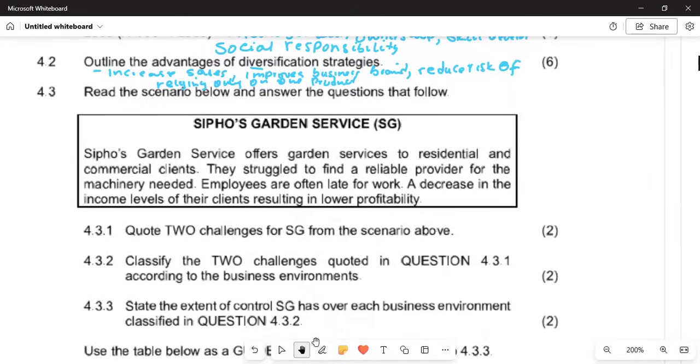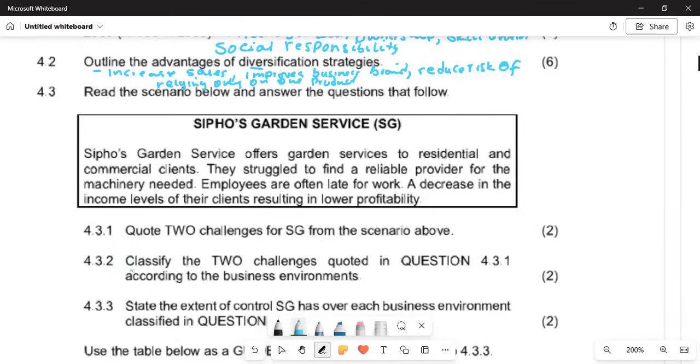With question 4.3, it reads as follows. Here is the scenario. Read the scenario below and answer the questions that follow. Suppose Garden Service offers garden services to residential and commercial clients, so they struggle to find a reliable provider for the machinery needed. Employees are often late for work, a decrease in the income levels of their clients, resulting in lower productivity. So quote two challenges of SG from the scenario.